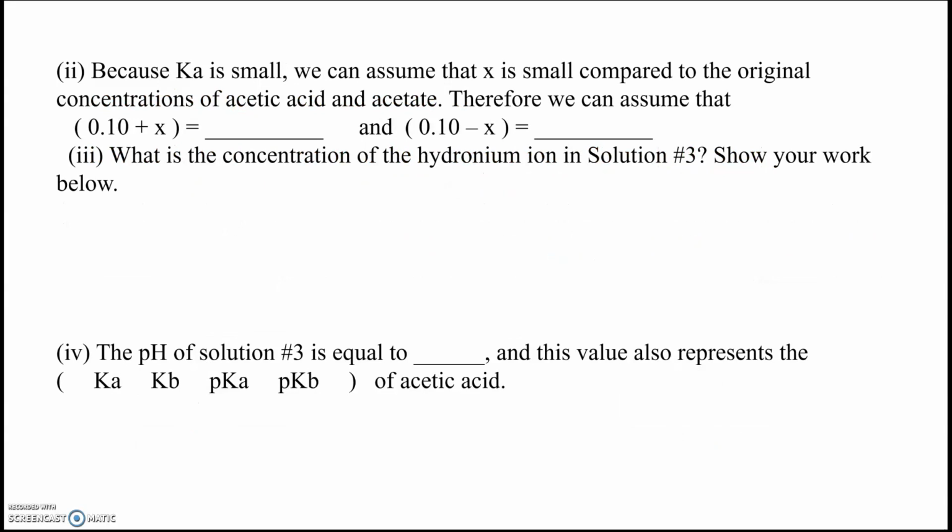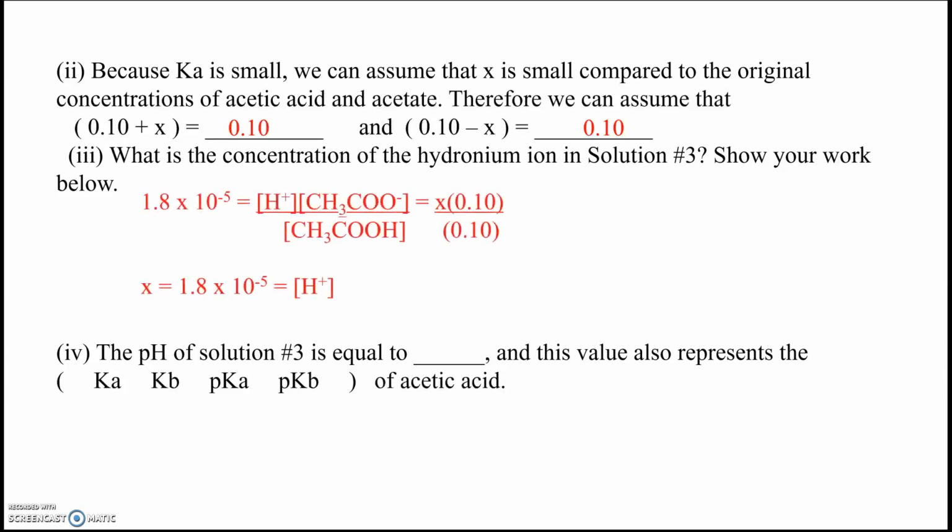And we can ignore X compared to Ka, and therefore we can assume that really 0.1 plus X is 0.1 and 0.1 minus X is 0.1. And so what's the concentration? Well, we plug in our K values and set up our equilibrium, and we get this. So X is equal to 1.8 times 10 to the minus 5, and that's our hydronium ion concentration. And therefore the pH of this solution is equal to 4.74. That also represents the pKa, the negative logarithm of the Ka, of acetic acid.